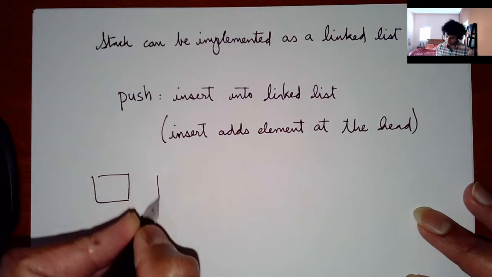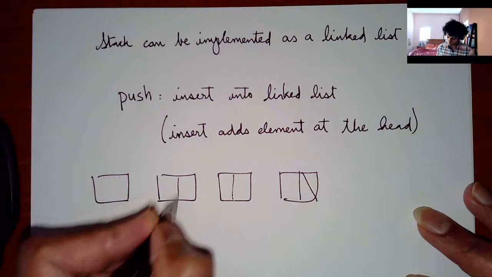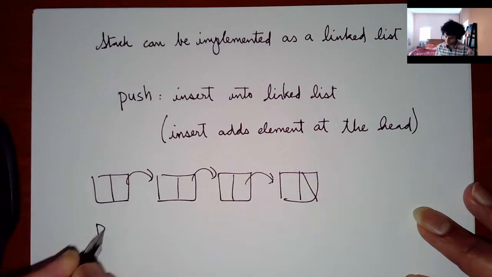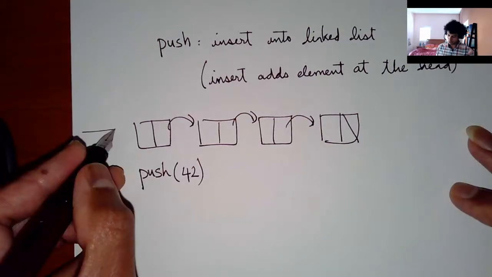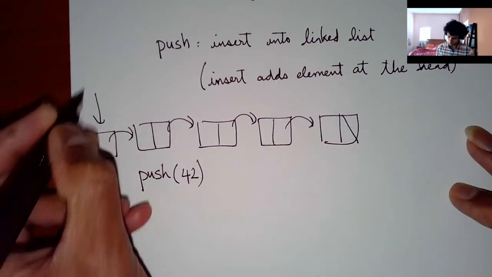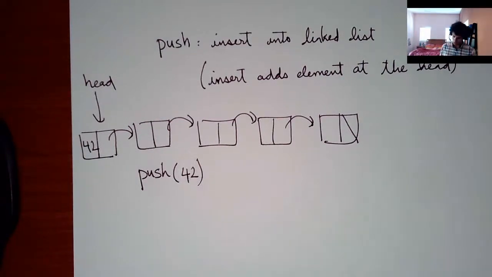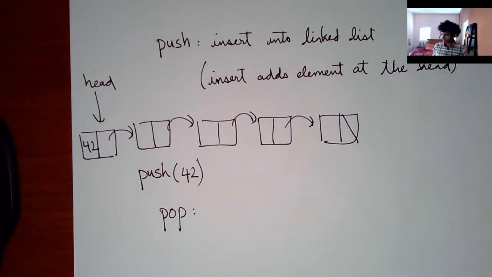So if we think about this being our linked list, and if you wanted to push 42, the insert would simply create a new node with 42 and make the head point there. Right? So this in some sense seems to work out perfectly for push. How would you implement a pop? How would you implement the pop function?